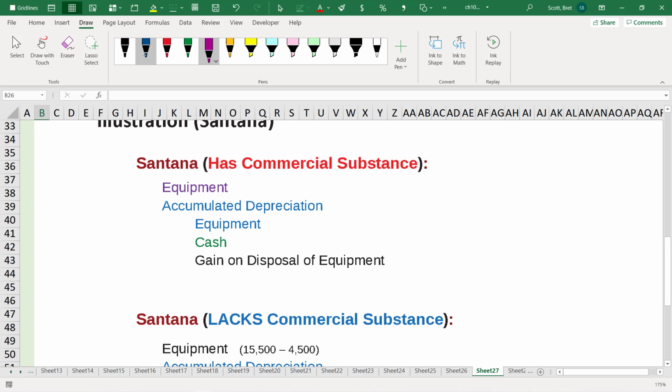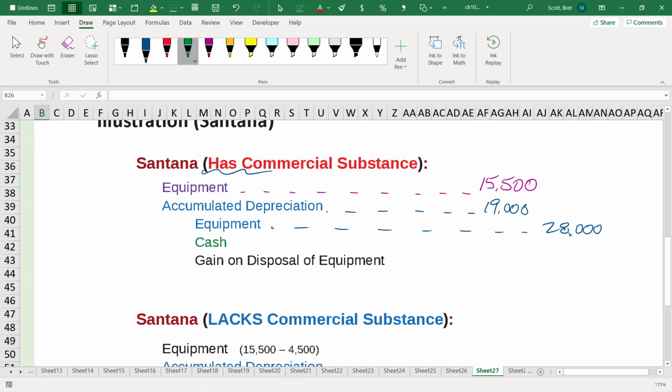In the case where the transaction has commercial substance, what we will record is $15,500 as the overall value of the equipment received. Accumulated depreciation is removed from the books, $19,000, as well as equipment, $28,000. Cash received, or excuse me, in this case, cash paid, $2,000. I need a plug, in this case, a gain of $4,500.